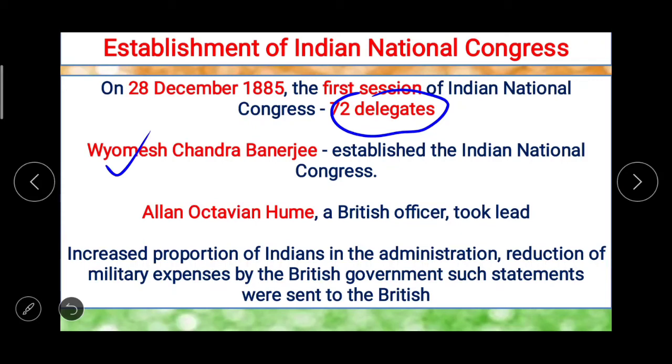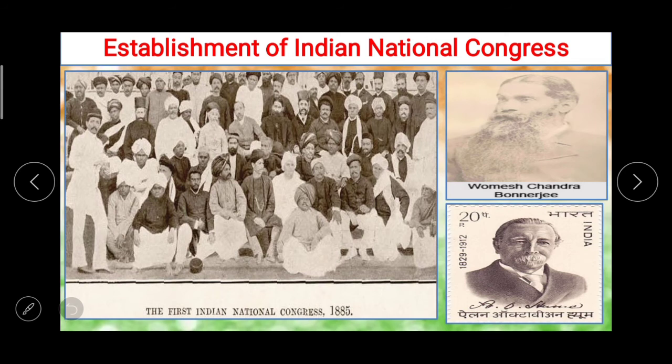Alan Octavian Hume, a British officer, took initiative or took lead, we can say, in the establishment of the Indian National Congress. Increased proportion of Indians in the administration, reduction of military expenses by the British government. Such statements were sent to the British. Now, establishment of Indian National Congress, but the question is why, or the objectives of the Indian National Congress. Here you can see the picture of the first Indian National Congress, 1885.